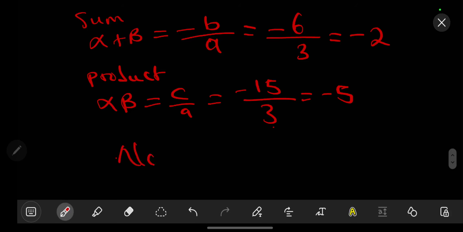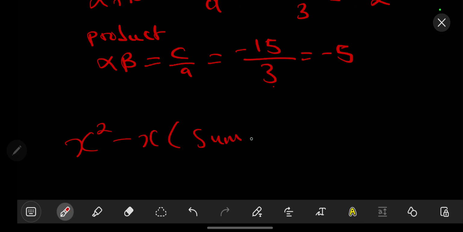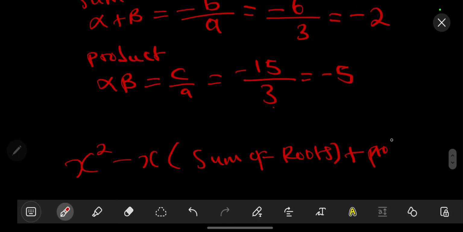Now for an equation that has got these roots, we are going to have the new sum. First, to find the new equation, it is given as x squared minus x times the sum of roots, then plus the product of roots.